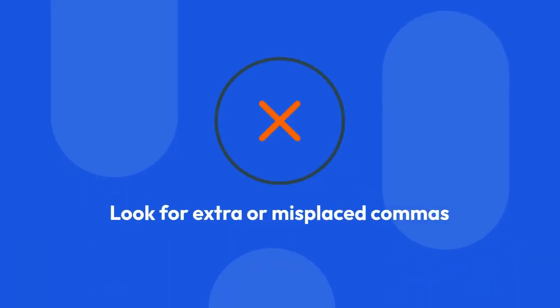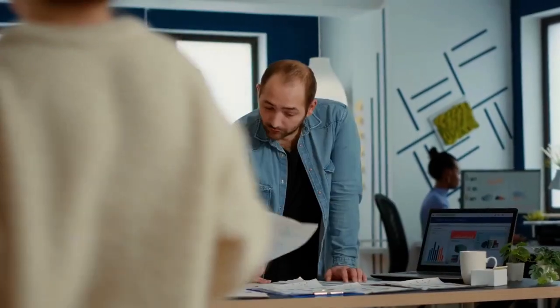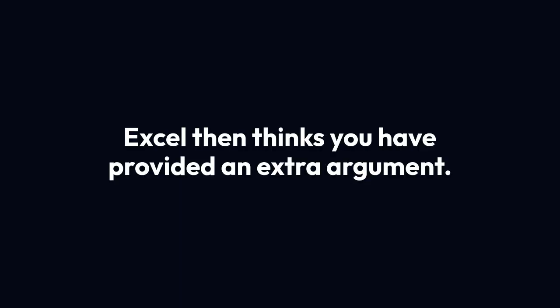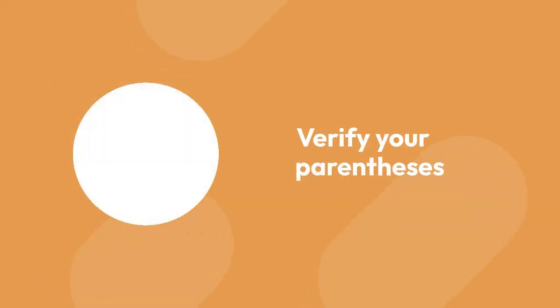Third, look for any extra or misplaced commas. An accidental double comma, like SUM(A1,,B1), creates an empty argument. Excel then thinks you have provided an extra argument. Remove any unnecessary commas.